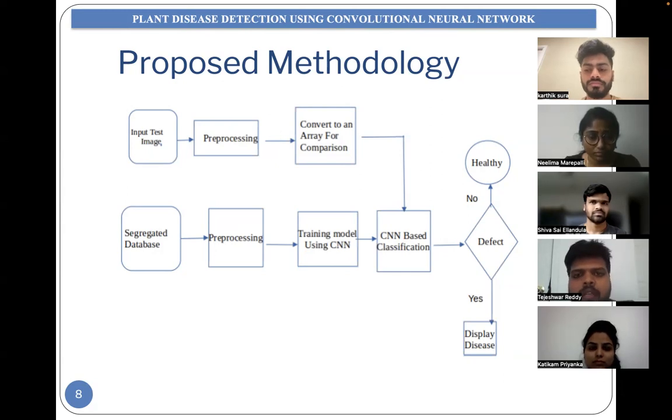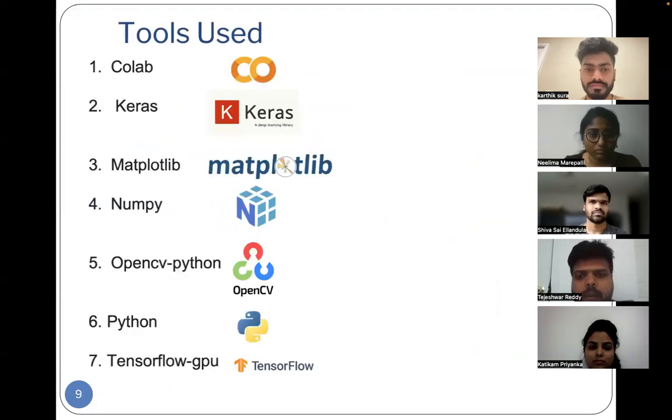And in this project, we used 7 tools. Here we have the tools: Colab, Keras, Matplotlib, NumPy, OpenCV, Python, and TensorFlow GPU. From here, my friend is going to take over.